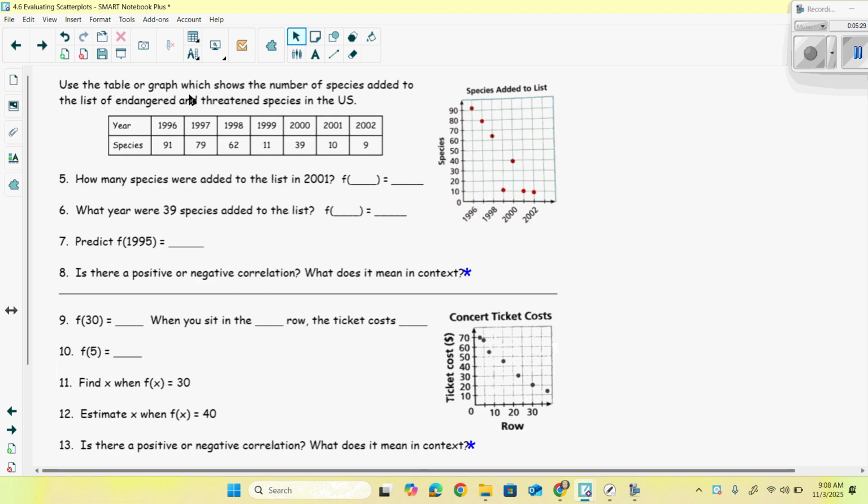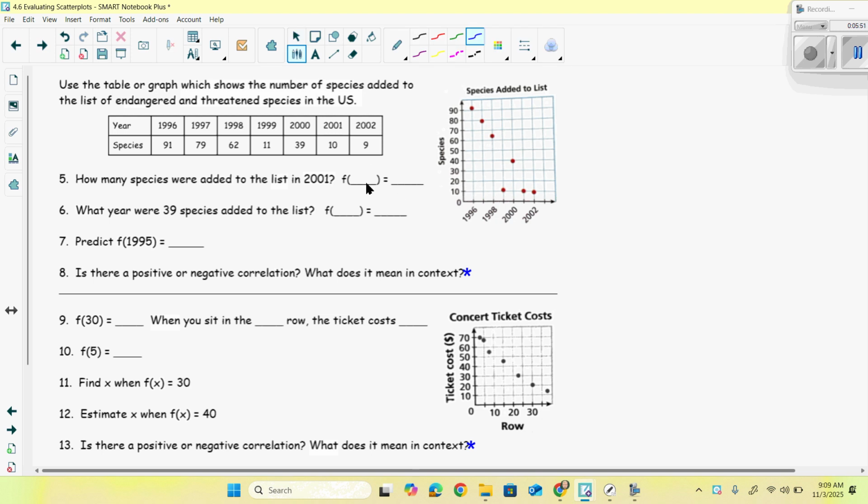Use the table, which shows the number of species added to the list of endangered and threatened species in the U.S. So you can see X is increasing. The year is independent. How many species that are endangered depends on where we're at in our years. So how many species were added to the list in 2001?